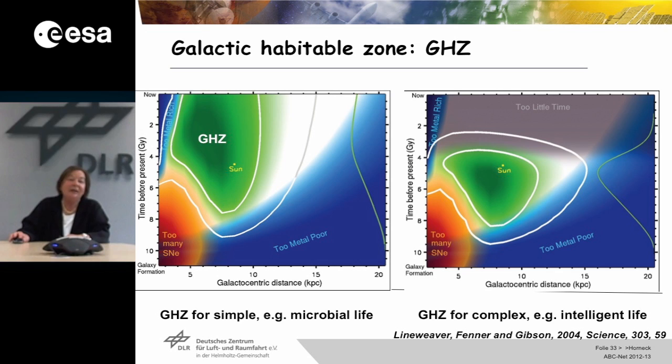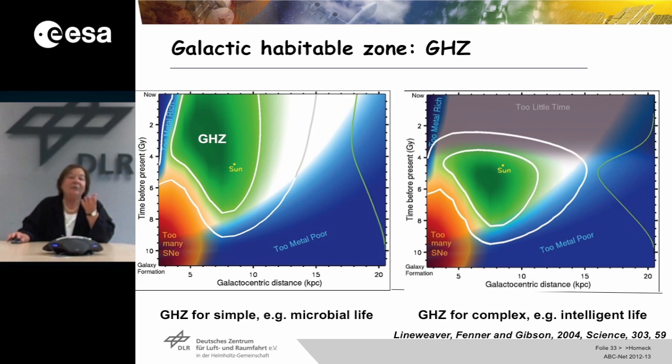So we have here the distance from the galactic center. Our sun is about 8 point something kiloparsecs distant from the galactic center. And here is a time scale, the time before present. So that's now, and here the galaxy formed about 12 billion years ago. And you see the green zone, and that is the habitable zone for simple microbial life, compared to that life that appeared 3.5 billion years ago on our Earth.